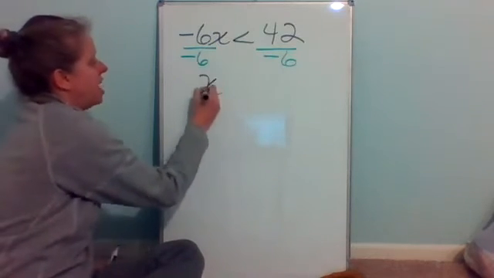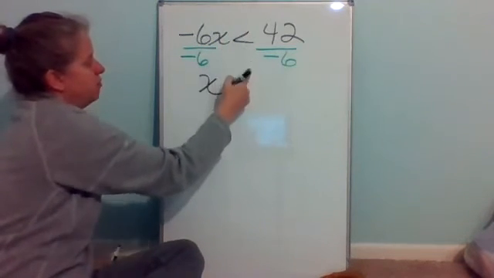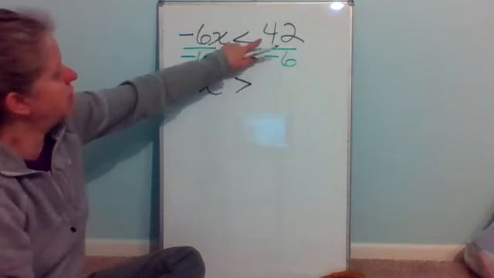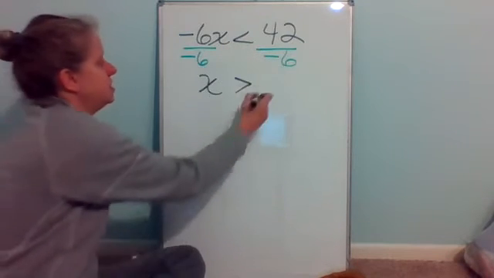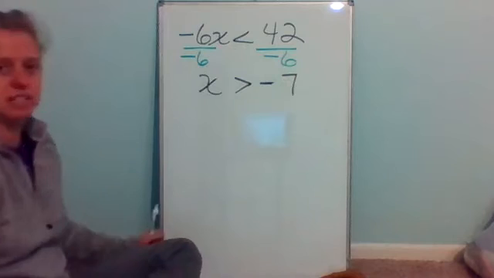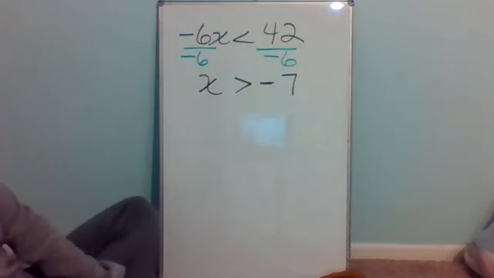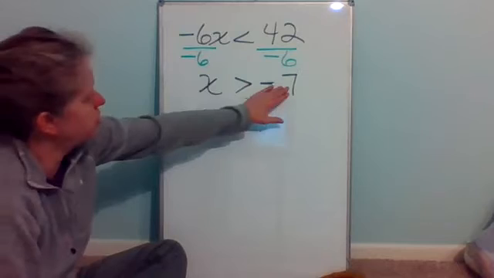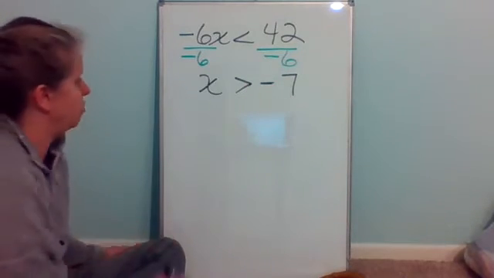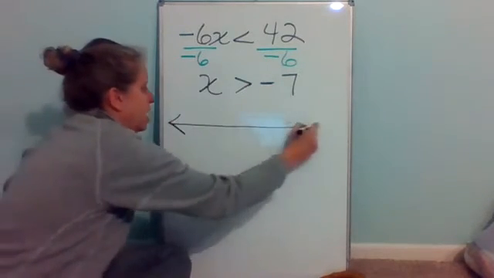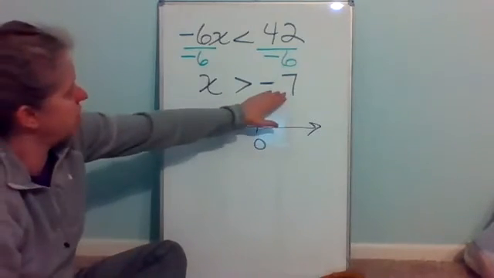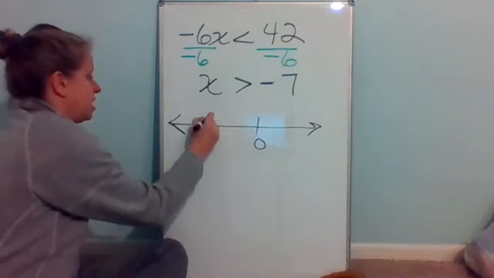So now I'm going to have an x, turn my symbol from less than to greater than, and then 42 divided by negative 6 gives me negative 7. Okay, then it wants your interval notation, and then it's going to want you to pick out the number line. Again, I always do the number line first. So the only number that needs to be represented is the negative 7.